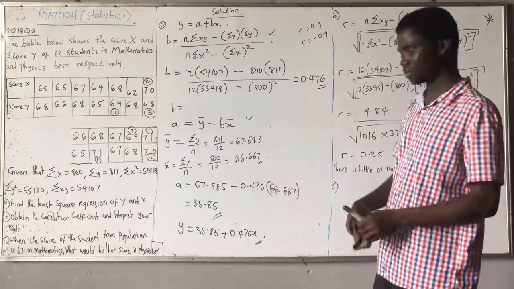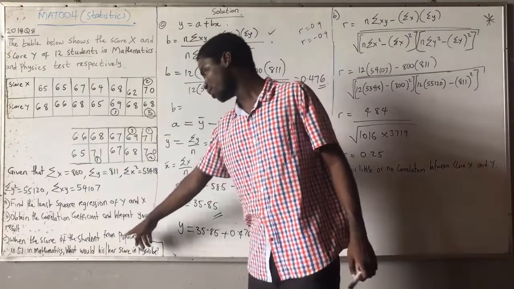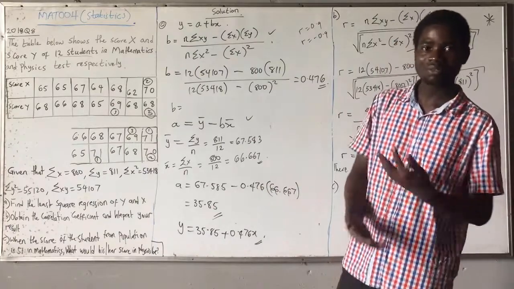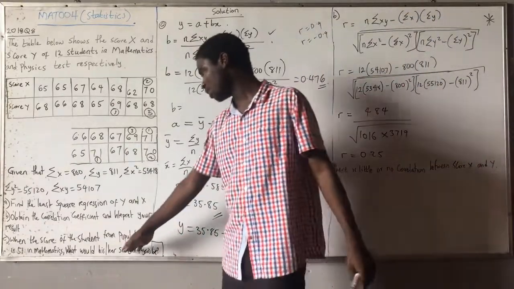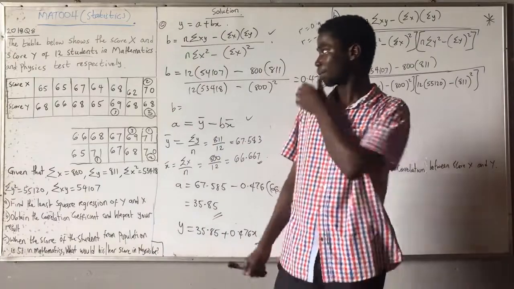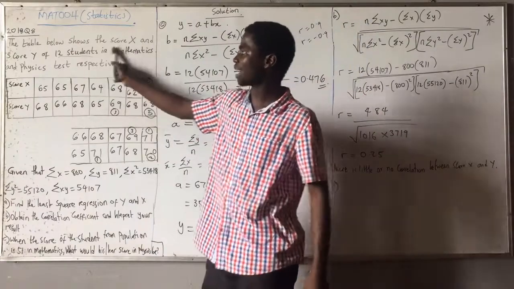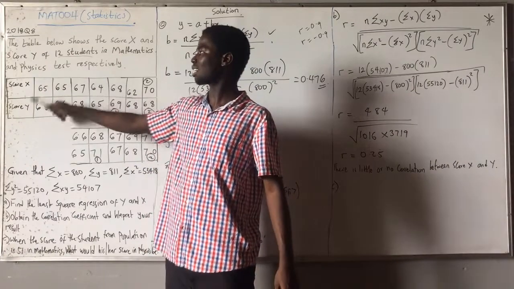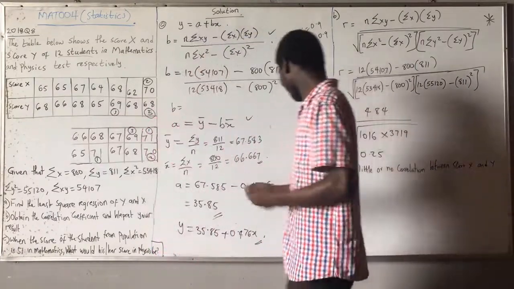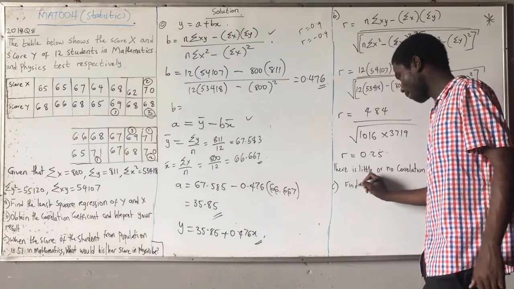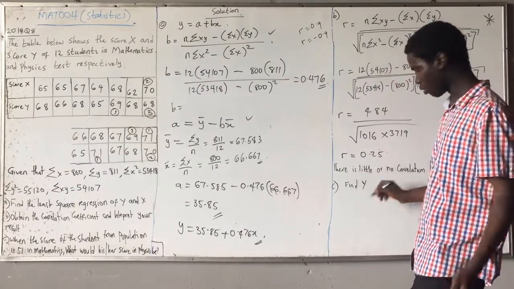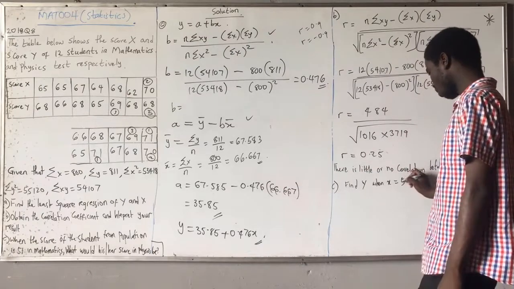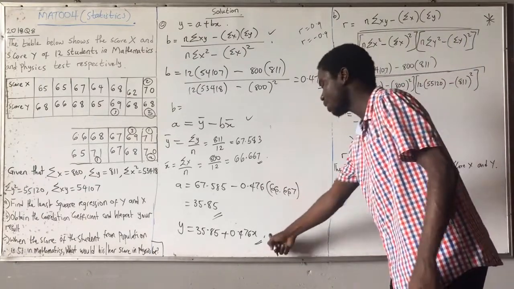Now, let's solve the last question. When the score of a student from the population is 51 in mathematics, what will be his or her score in physics? Don't forget, X represents score in mathematics, because they put respectively. Physics test is what? Y. So they are telling me to find Y, that is the physics score, when X is what? 51. So I use this formula that I obtained.